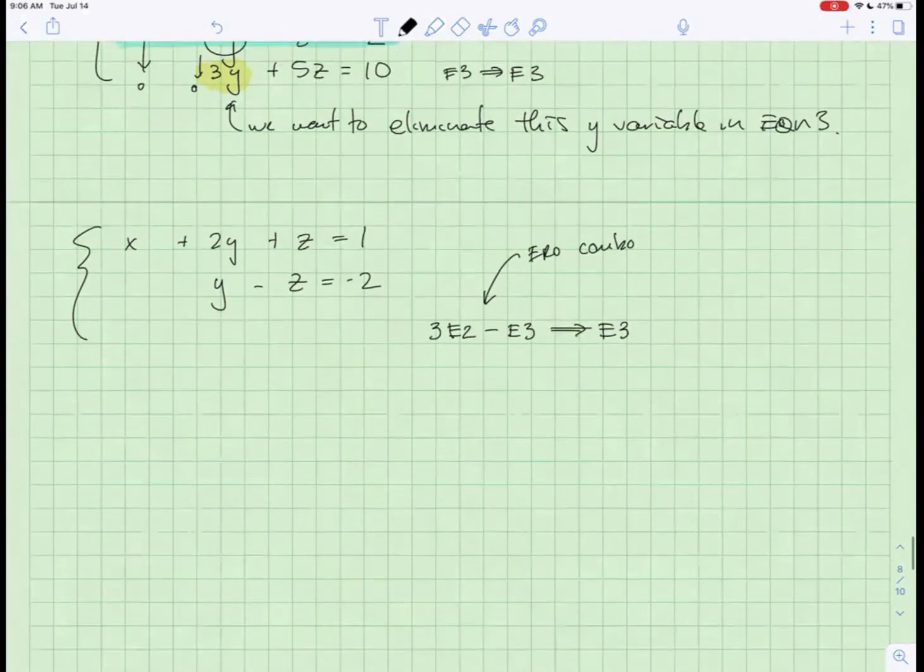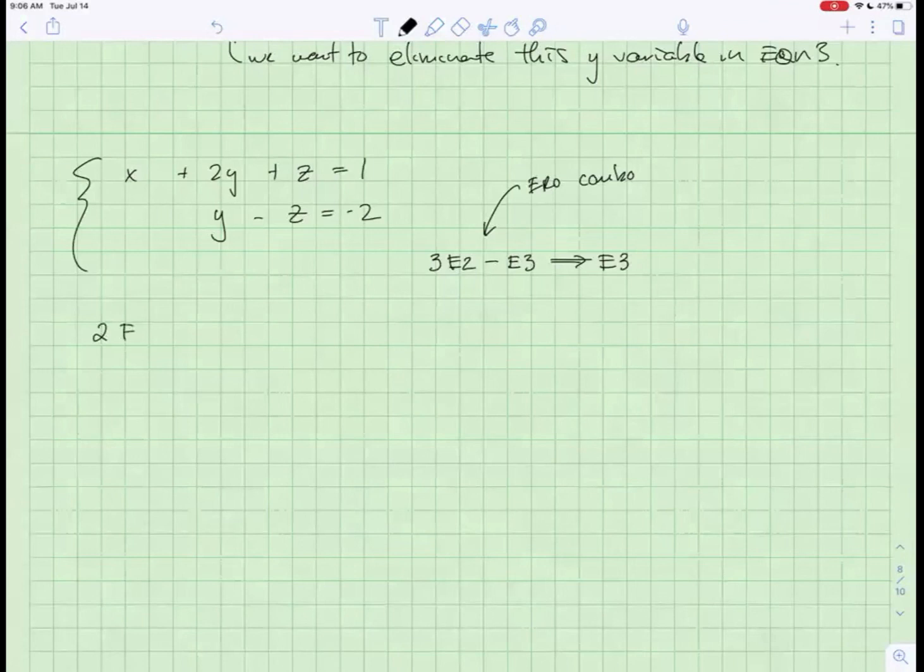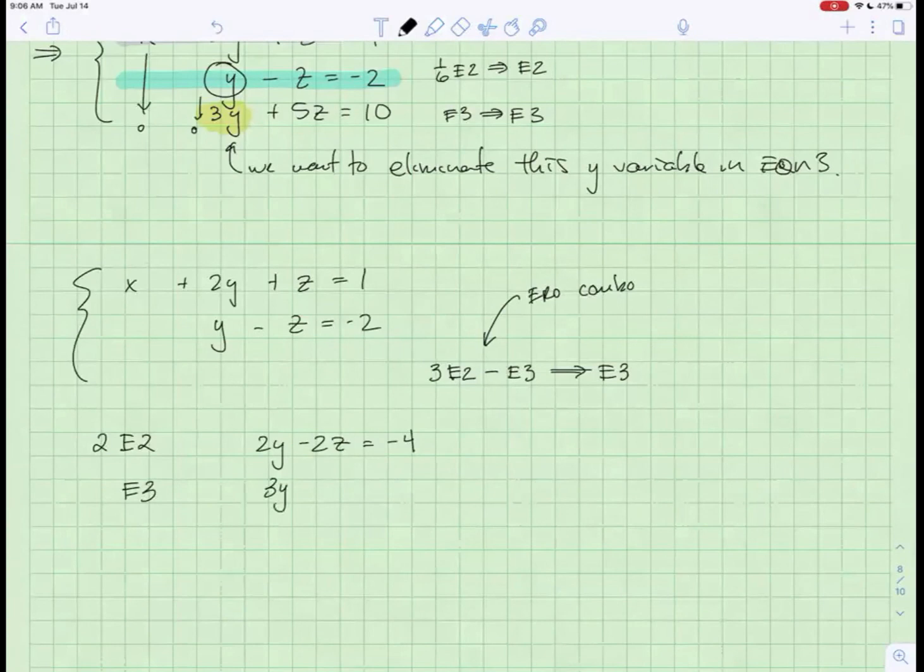So let's take a look at that. So twice equation 2 looks like 2y minus 2z equals negative 4. Equation 3 is 3y. Whoops, I don't know why I did 3 of them there. So, sorry, 2 of them. This should be a 2. Sorry, this should be a 3. I'm a spaz.